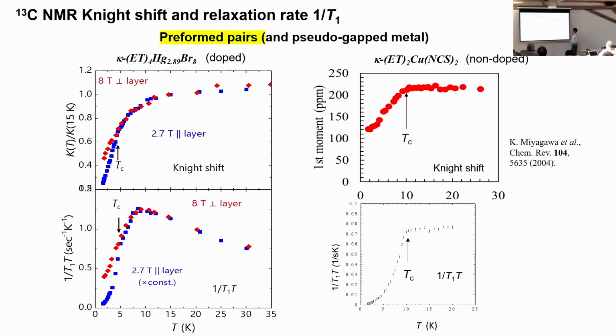preformed pairs, which start to be generated at roughly twice TC, maybe 8 Kelvin here. This is the signature of the onset of the preformed pairs. However, the Knight shift starts to decrease at much higher temperature.